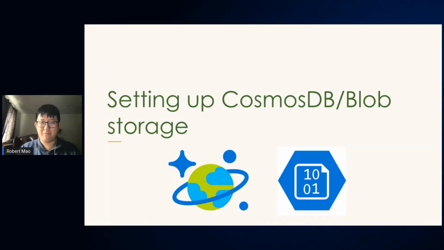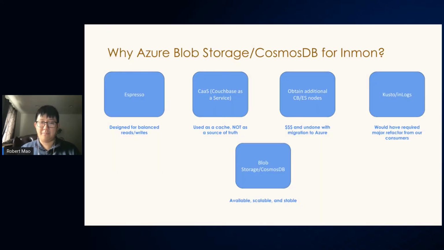So with that in mind, we needed to go and find another solution. So why, though, Blob Storage and Cosmos DB in particular? Well, to this end, we explored a number of different options. The first of which was Espresso, which is an internal document store that we use here on LinkedIn.